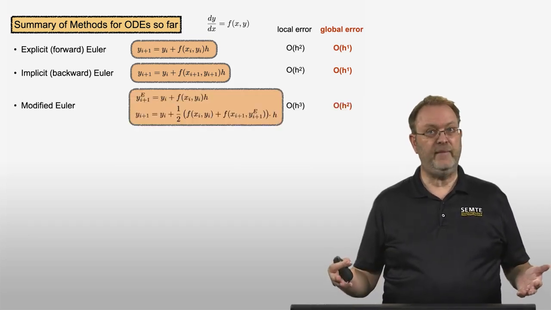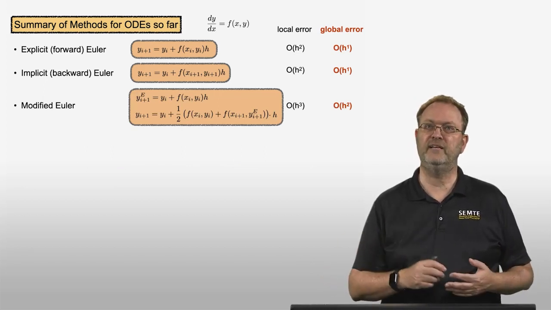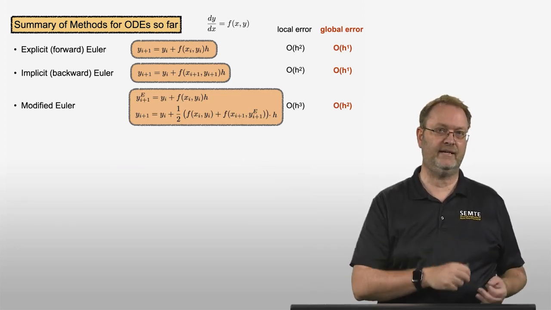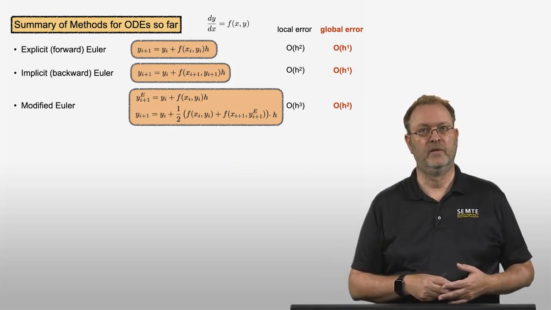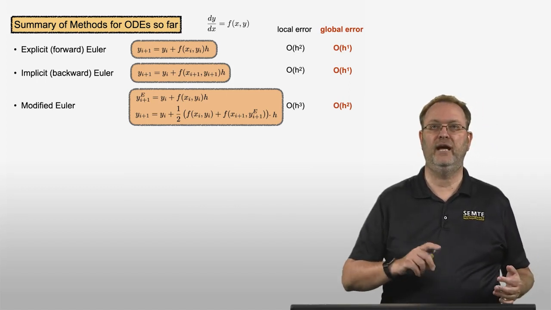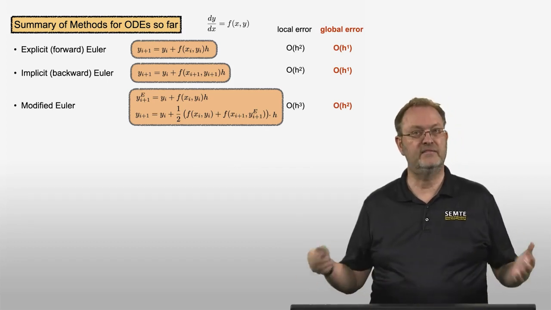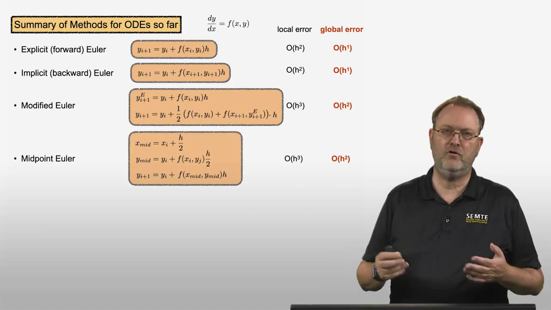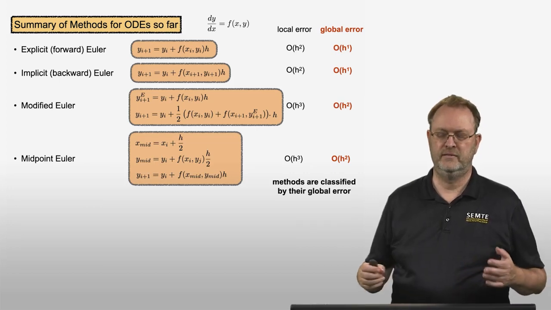Now the modified Euler method, on the other hand, is locally third order. So that means if I do one single step from a known analytical exact solution, I will make a third order truncation error. But if I step from a known solution through multiple steps, I will have made a global error that is second order. And then the midpoint Euler method is locally third order as well, and the global error is second order.